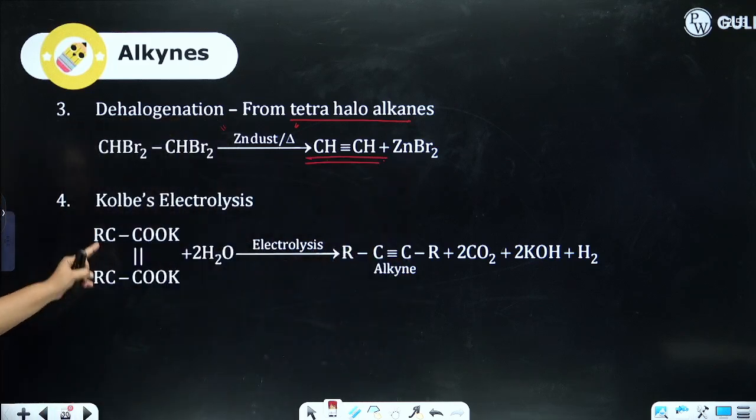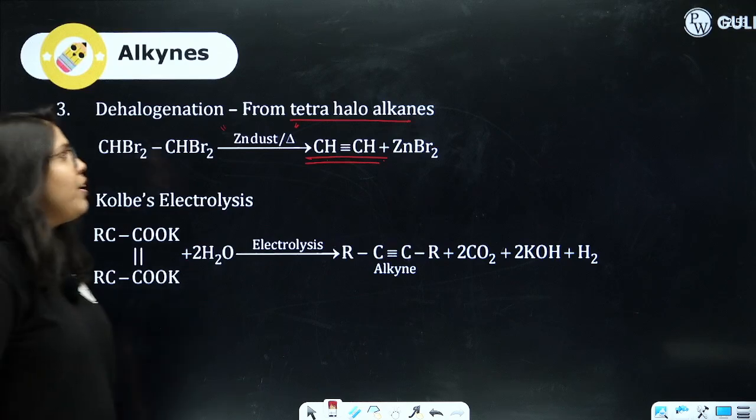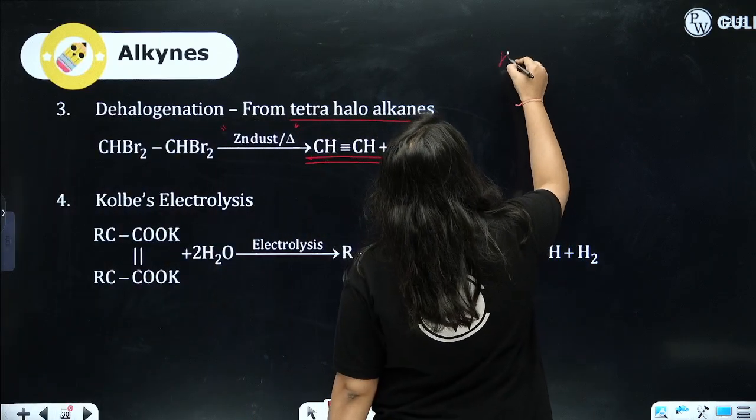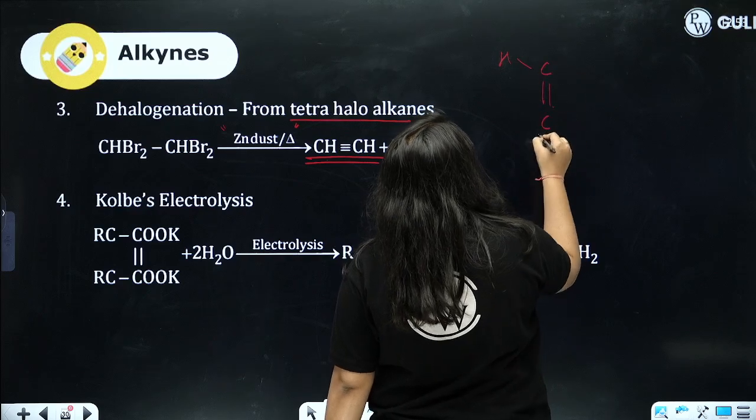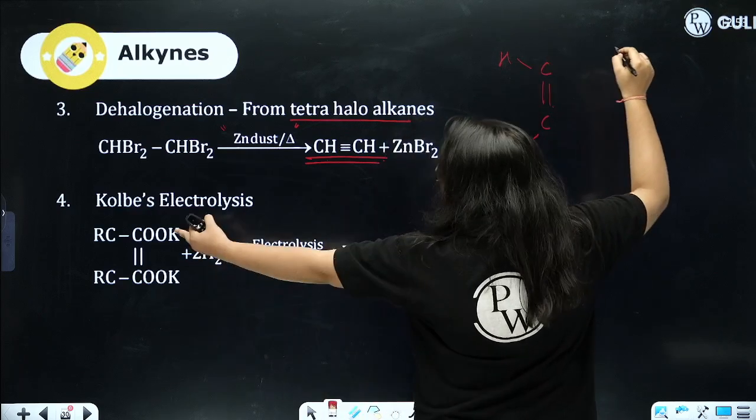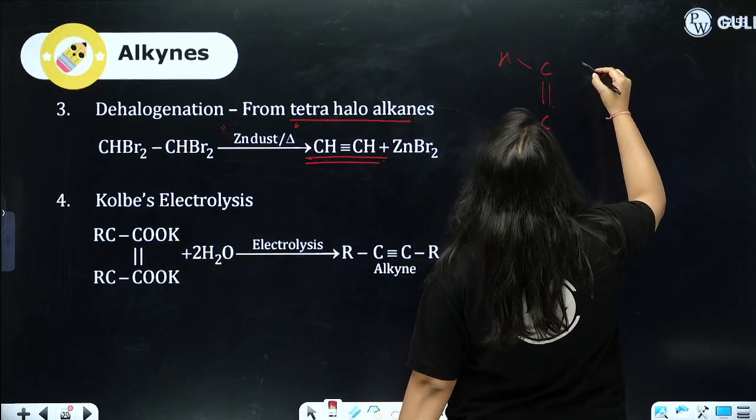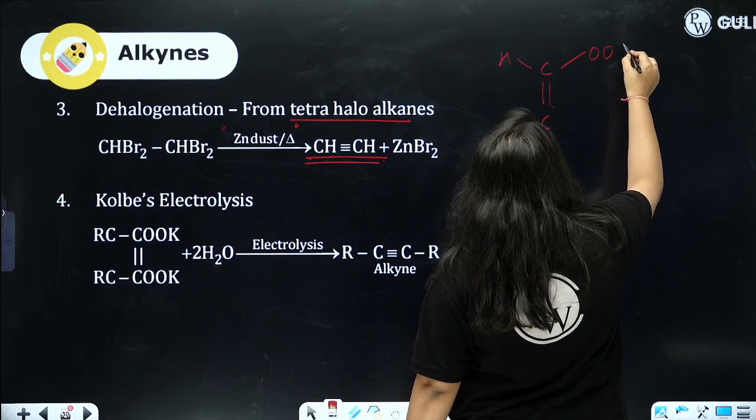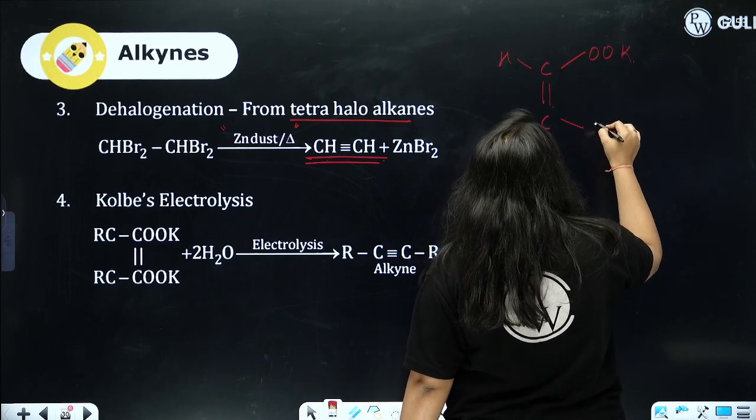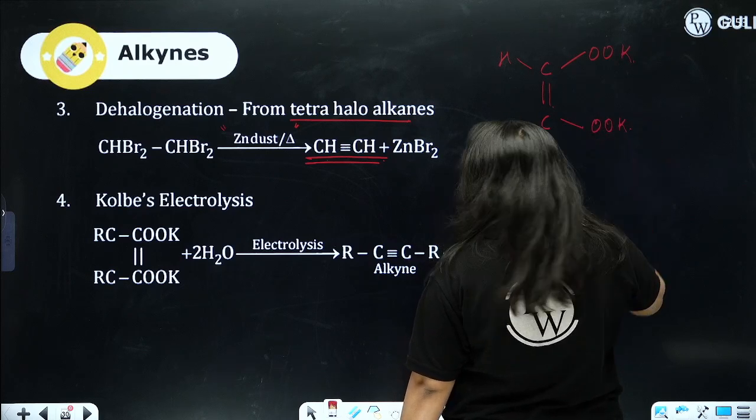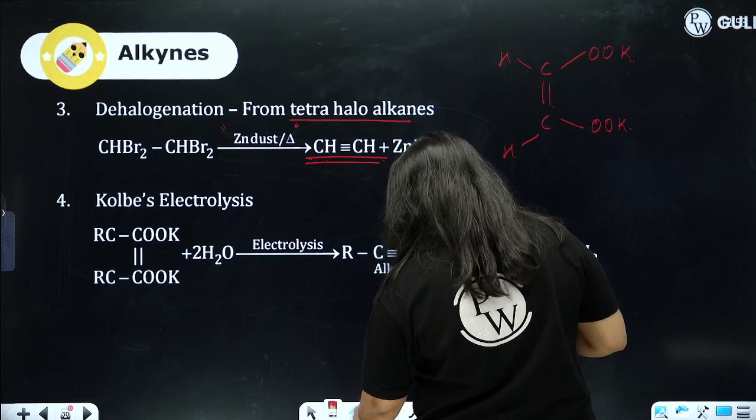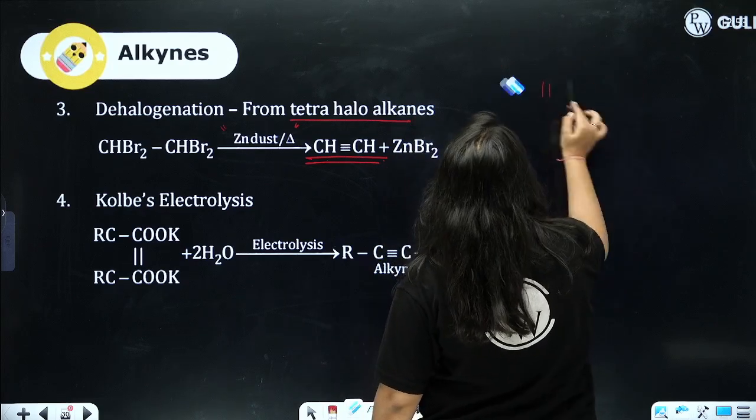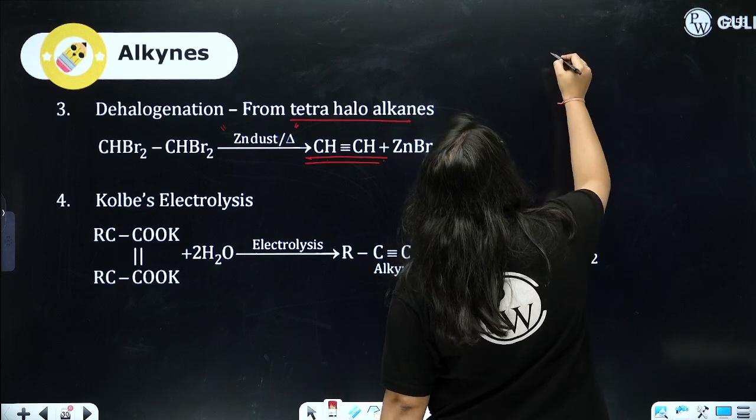Now, coal-based electrolysis. How do you get coal-based electrolysis? So basically, if there is, let's say, C double bond CH. Okay, this H can be any other alkyl group also. Now, this has O. Okay. Wait, I made a mistake. Let me write it properly.